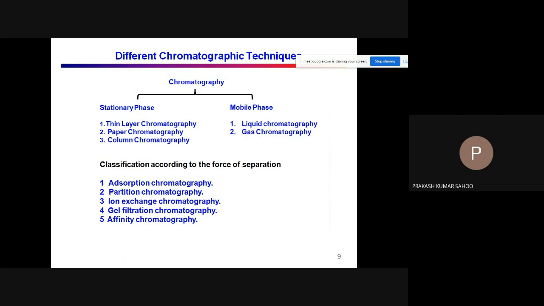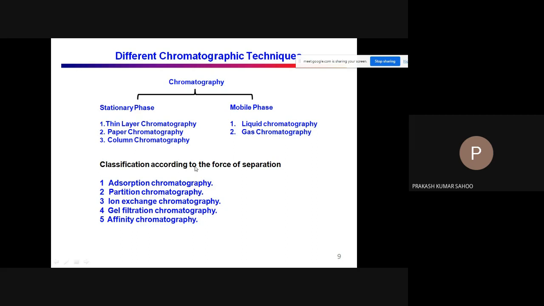And we have also ion exchange and gel sieving chromatography. Thus, we will discuss only liquid solid chromatography (LSC) and liquid chromatography in this part.